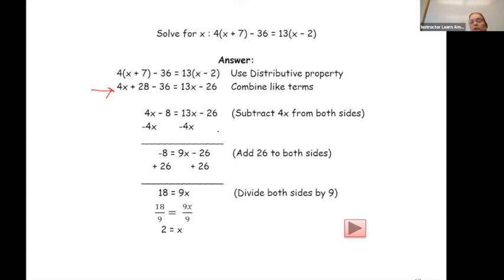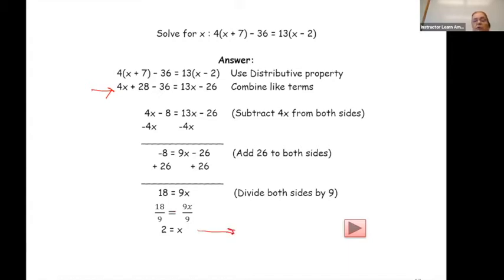The person who set up this slide decided to put the variable on the right-hand side. That works. You can do it that way too. And I suppose the thinking was that if we subtract the 4x from both sides, we're going to have a positive value of 9x here rather than dealing with negatives over on the left-hand side. So here we have negative 8 equals 9x minus 26, then adding 26 to both sides, we have 18 equals 9x. Dividing both sides by 9, we get 2 equals x.